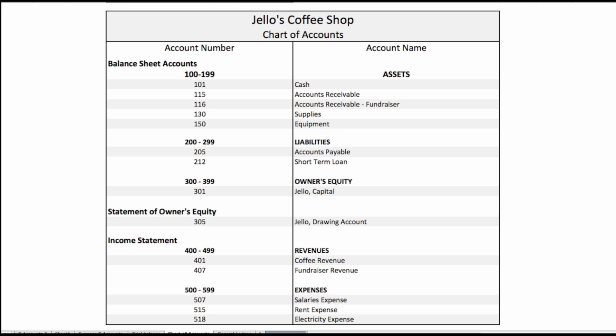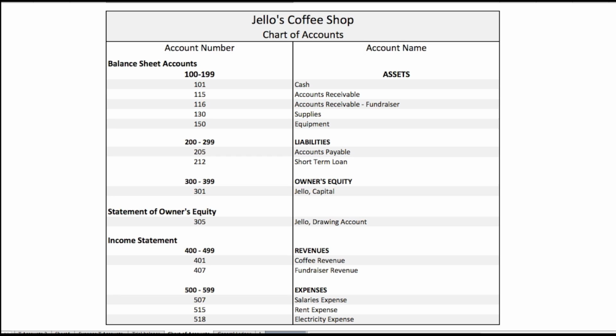Today we're going to cover two smaller subjects, the chart of accounts and what the difference is between permanent and temporary accounts. We're going to need this knowledge before we step forward into the general ledger, which will be next video. First, the chart of accounts is a comprehensive list of all the accounts used by a business.